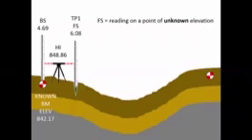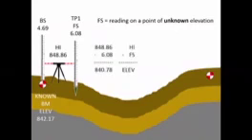Our foresight reading at turning point 1 is 6.08 feet. Since we know the HI is 848.86 feet, and since the instrument line of sight is 6.08 feet above turning point 1, we can now compute the elevation there. We'll subtract the foresight reading from the height of instrument. 848.86 feet minus 6.08 feet equals 840.78 feet. Now we know the elevation of turning point 1.